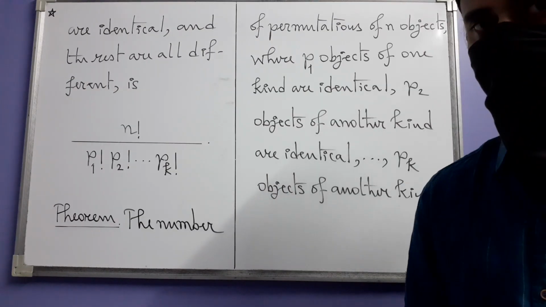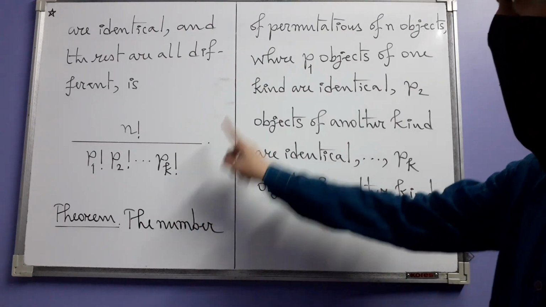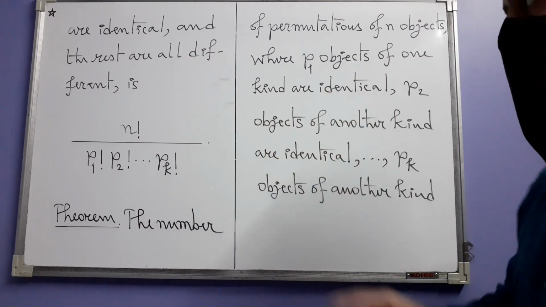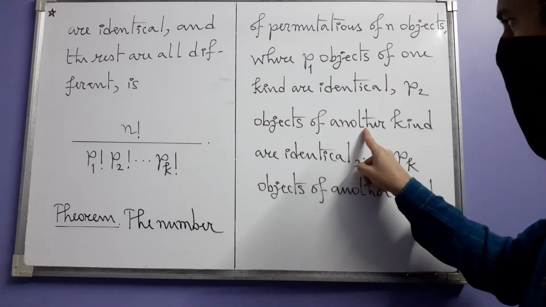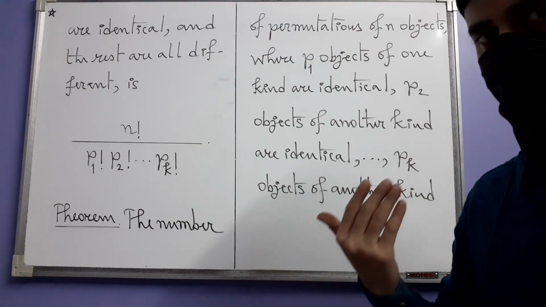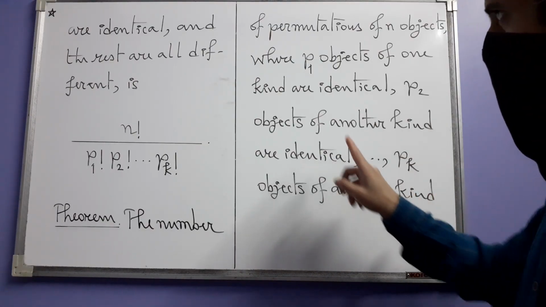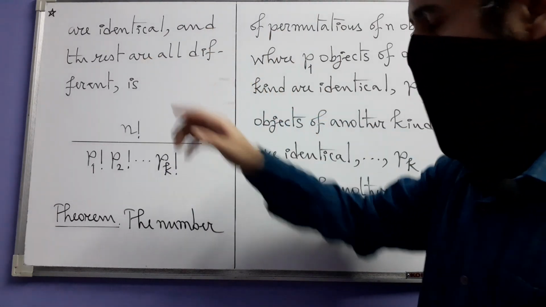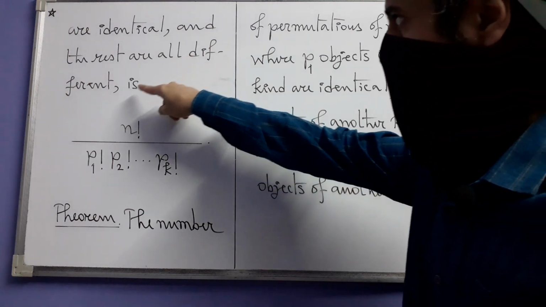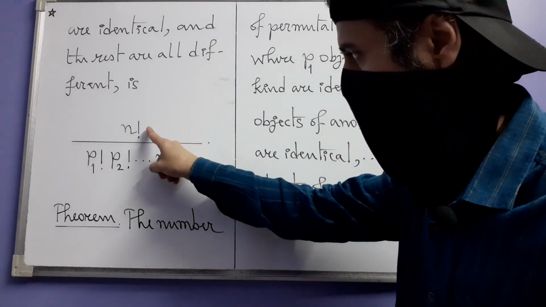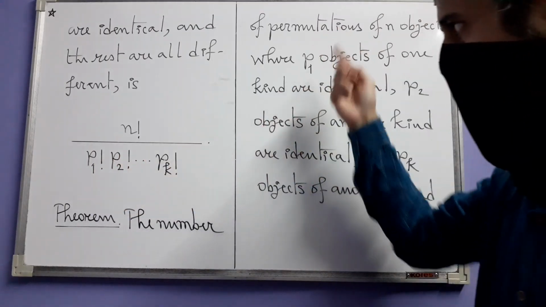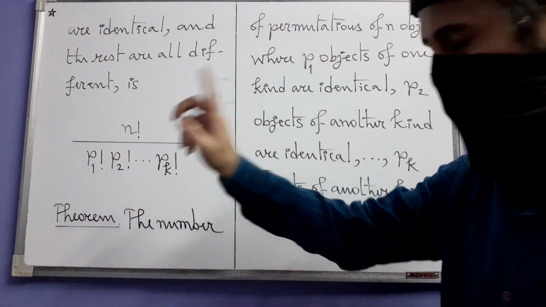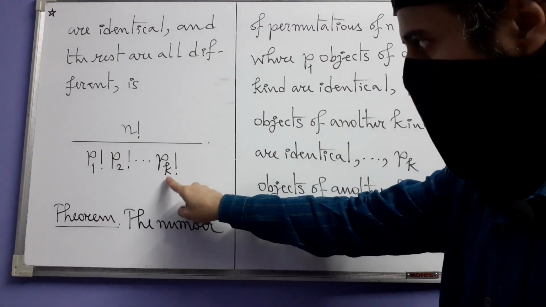And in fact, you have a much more general theorem. The number of permutations of n objects where p1 objects of one kind are identical, p2 objects of another kind are identical, and like that the pattern goes, pk objects of another kind are identical. These kinds are all different, okay? And the rest, whatever there are, are all different, is this: n factorial divided by, this time because of these different kinds available, p1 factorial times p2 factorial times p3 factorial, like that it goes, and finally pk factorial.